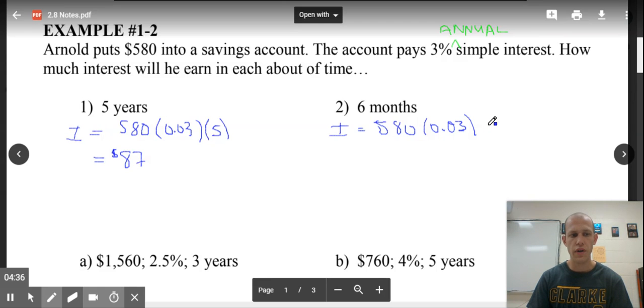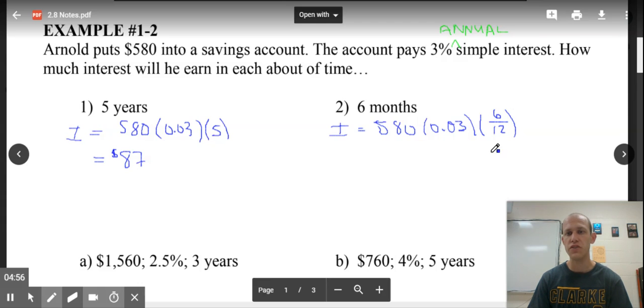And then we are going to multiply by the time. This is the time in months, though, where this is a rate in years. So I have to think about how much of a year this is. Well, 6 months is 6/12 of a year. It's half a year.